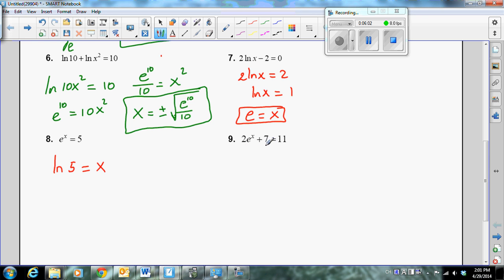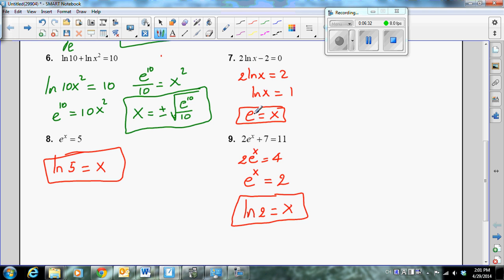The next one, I'll first move the 7 to the opposite side to get 2 times e to the power of x is equal to 11 minus 7, which is 4. So divide by 2 to get e to the power of x is equal to 2. And I will drop the base and switch to get natural log of 2 is equal to x. And that will be my answer. You can always find the approximate value, but I will stop here for now.